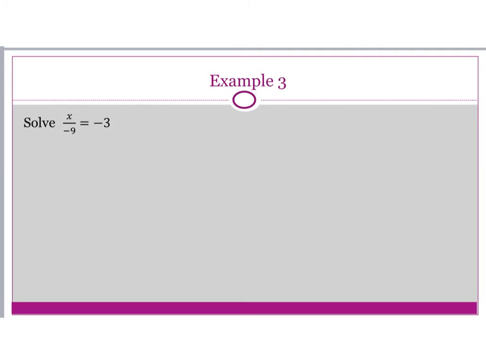Now with example 3, it's going to look a little different. We're going to solve x divided by negative 9 equals negative 3. So x divided by negative 9 equals negative 3. So now, because I'm already dividing, I need to undo that division, and the way we can undo division is we can multiply. So by multiplying by my denominator, which in this case is negative 9, I'm going to multiply both sides by negative 9.